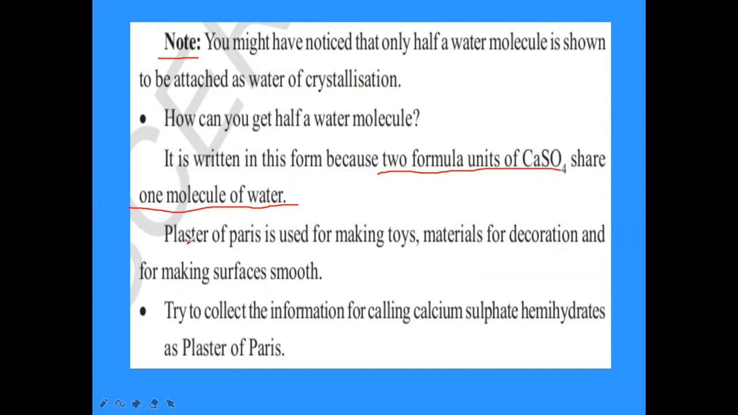Okay. Next, plaster of Paris is used for making toys, materials of decoration, and for making surfaces smooth. That means the ceiling can be made smooth by using plaster of Paris. That means to make a false ceiling, not the original ceiling.